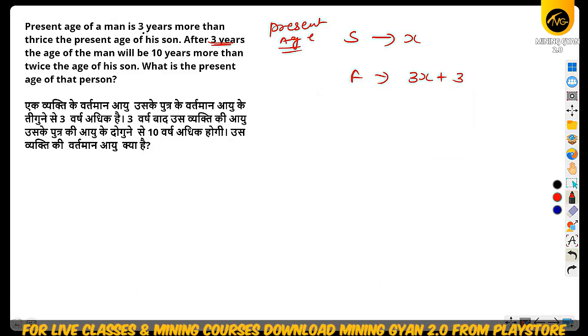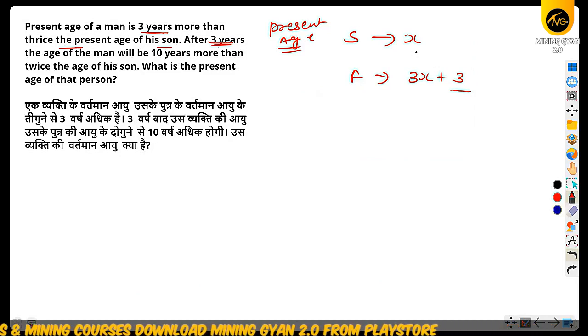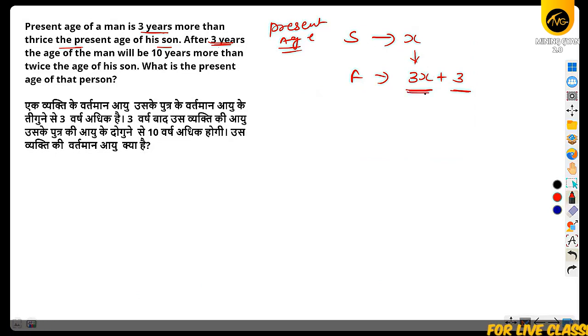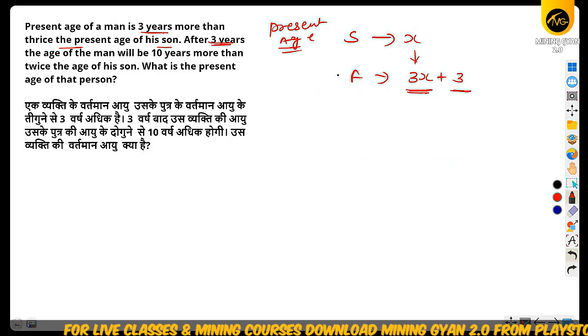The present age of the man is 3 years more than the thrice of the present age of his son. So what is the thrice age of his son? Suppose x is the age of the son. What will be the thrice of the age of the son? It will be 3x. Now the present age of the man is 3 years more than thrice the present age of his son, so just plus the 3 to find the expression of the age of the father.